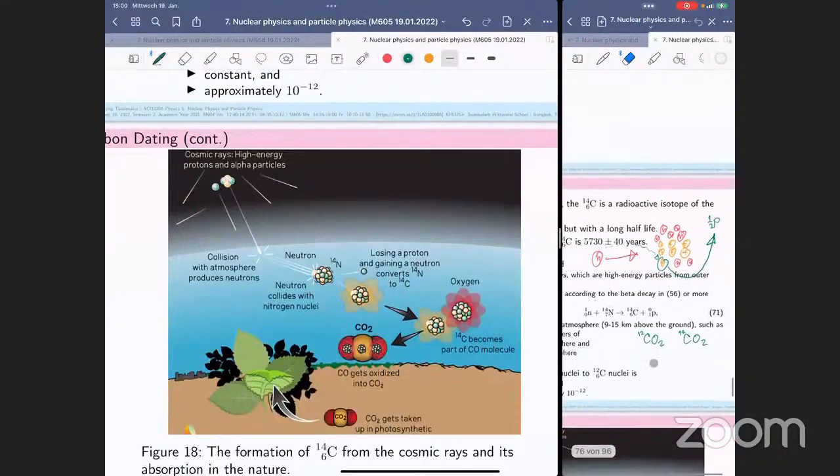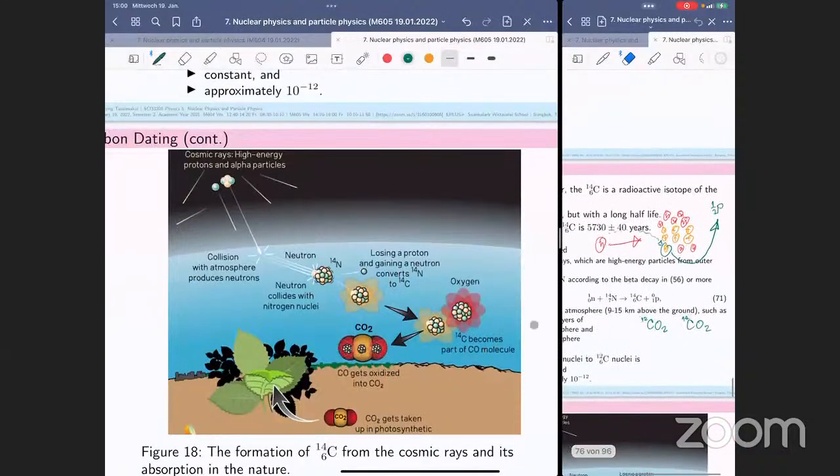Yeah, as I told you, equation 71 takes place during this process. You have nitrogen 14. Nitrogen is a part of our atmosphere, right? You know that the air is around 78 or 80% nitrogen, and after that we have carbon. We have oxygen, right? Like 18 or something like that.